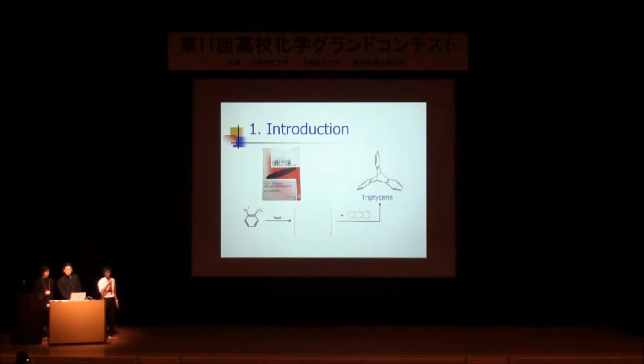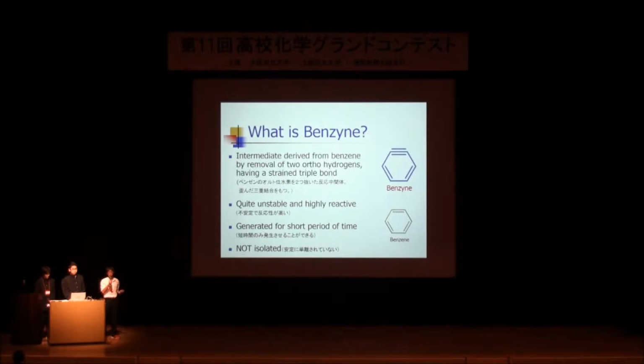In the book, we found a unique compound that was triptycene. At first, we prepared triptycene according to the book. While studying, we were also interested in a highly reactive precursor of triptycene. That was benzyne. Do you know what benzyne is? It is an intermediate derived from benzene by removal of two ortho hydrogens.